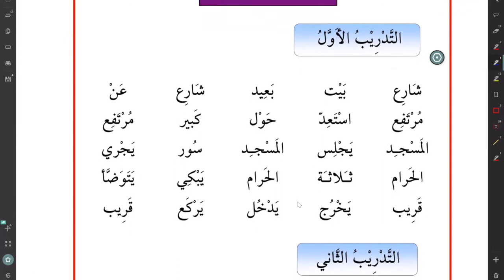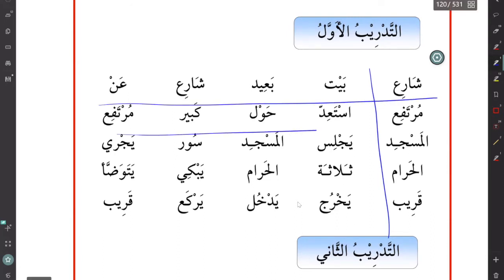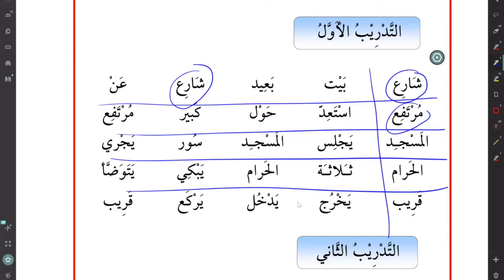It's not your vocabulary list because the vocabularies we had in the previous video, in the previous page. This one, you have to find these words from the list. So for example, shari', shari' is street, and you find the shari'. It's the same exercise, right? Murtafi', you have to know what shari' means, is street. Murtafi' is high. So you have murtafi' here. Al-masjid, okay, the mosque, and you have al-masjid.